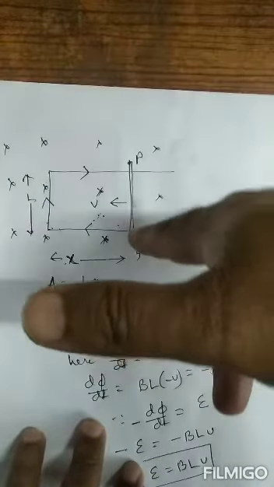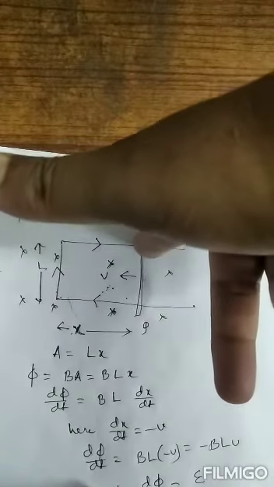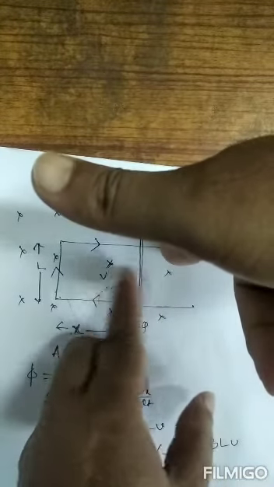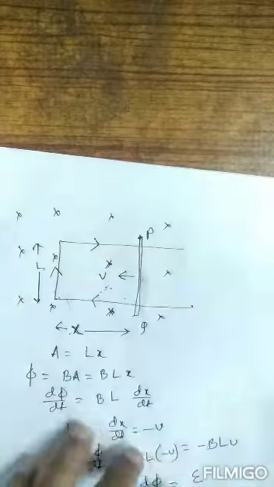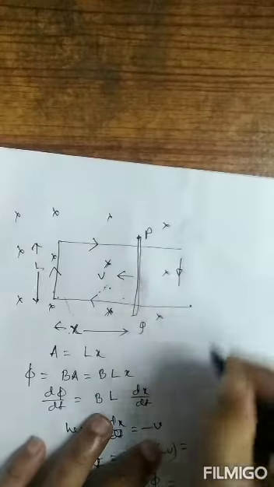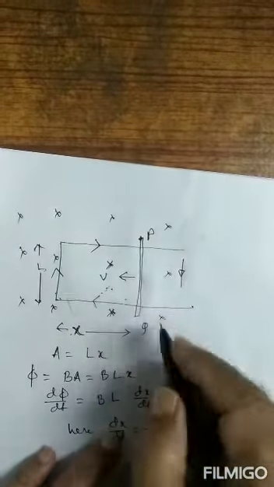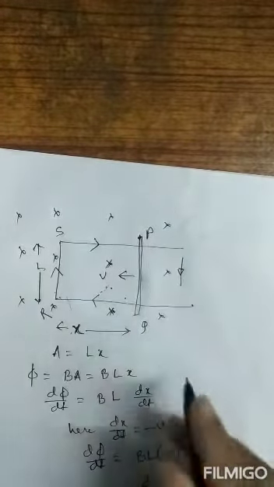So here I have to hold my hand in this direction. Four fingers show the field, perpendicularly inward. This is the motion of the conductor, so this is the thumb. Therefore this is the direction of induced current. That means in this conductor, the direction of induced current is in this direction, from P to Q. It will move like this: P, Q, R, S. The current flows in this direction.